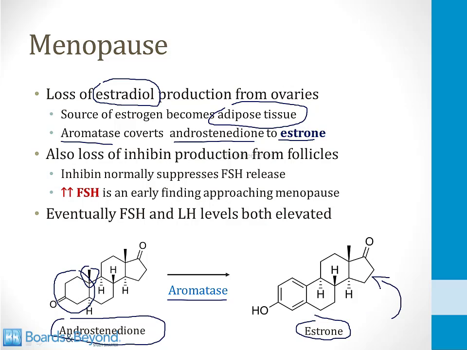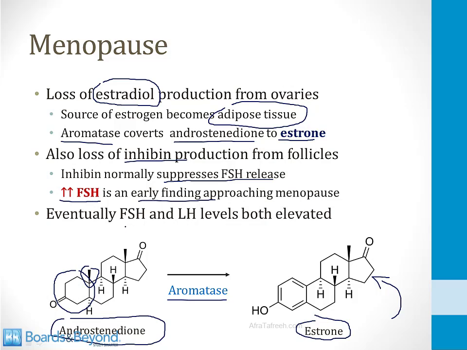In addition to losing estradiol from the ovaries, women lose inhibin production from the follicles, and inhibin normally suppresses FSH release, so you will see a high FSH in women who are menopausal, and an increase in the FSH level is an early finding in women approaching menopause that you can see on biochemical testing.